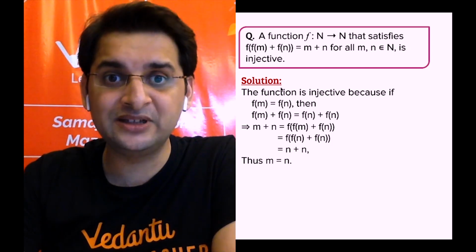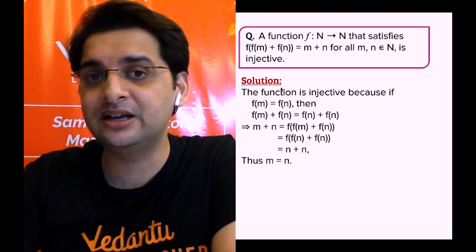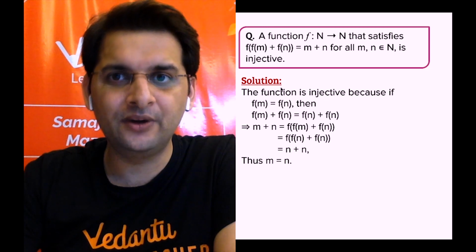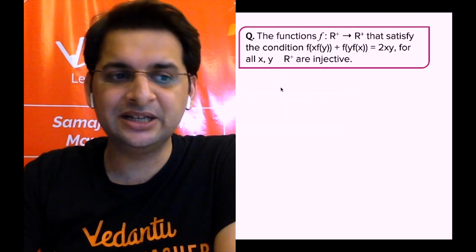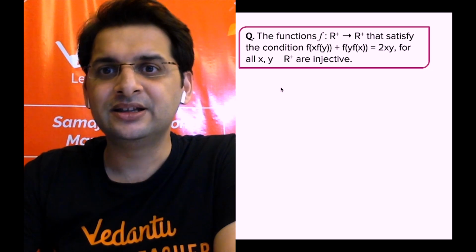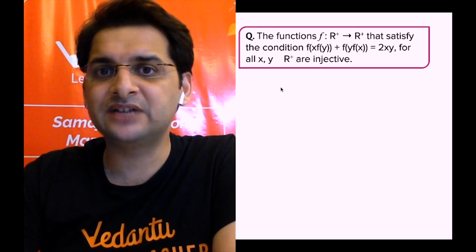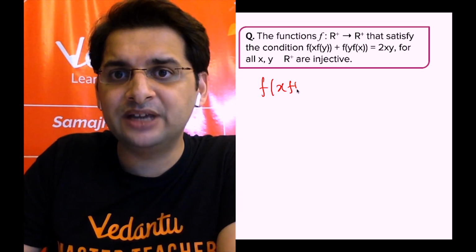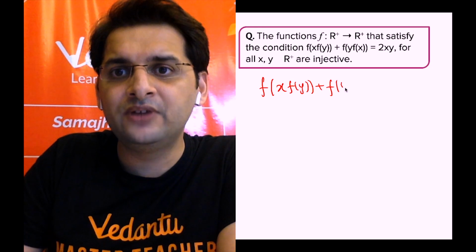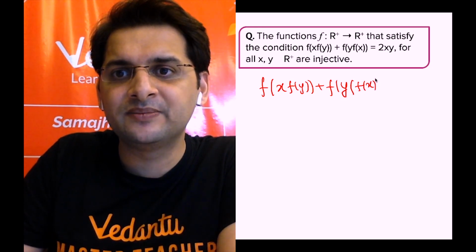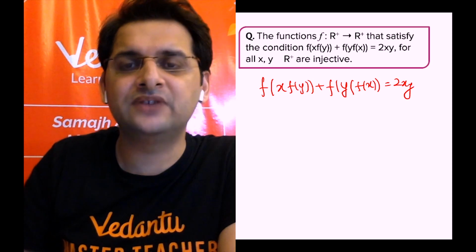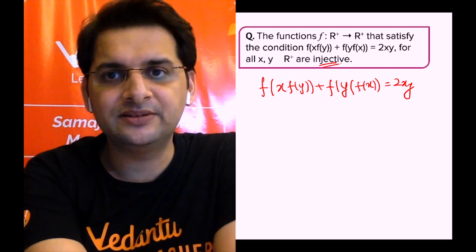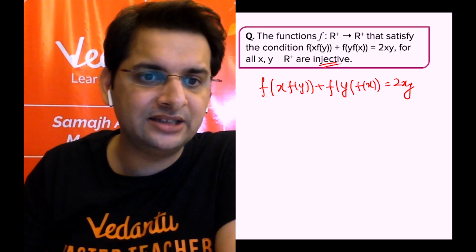But the concepts of injectivity, surjectivity and bijectivity are very important as far as RMO and INMO are concerned. All right. Now, which brings us to the last question of the evening. The functions from R positive to R positive satisfy the condition, and this is interesting: f of x times f of y plus f of y times f of x is 2xy, for all x, y. We need to prove that the functions are injective in nature. So all the functions that satisfy this are injective in nature.